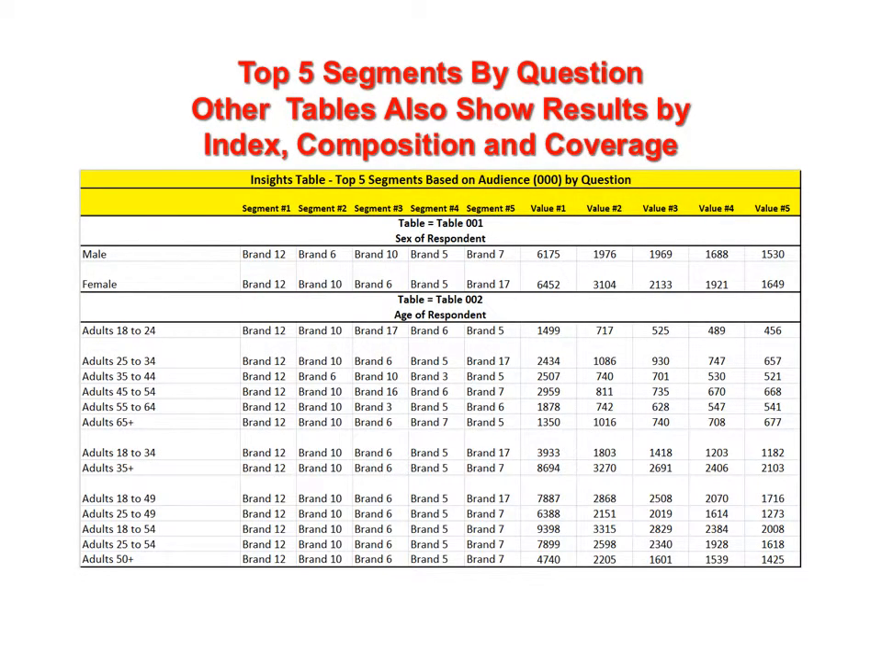The first table in this file is the top 5 segments by question table. This table lists, for every response to every question, the top 5 brands with respect to audience size and their corresponding audience values. For example, for the measure male, brand 12 has the greatest number of male users, followed by brand 6, brand 10, brand 5, and brand 7. Brand 12's male audience, which is 6,175,000, is shown in the column labeled Value 1, and is followed by the audience values for the next 4 leading brands in terms of the number of males who use their brand.